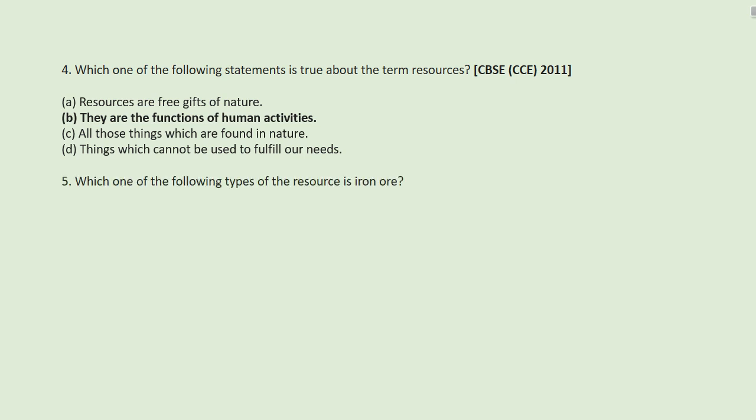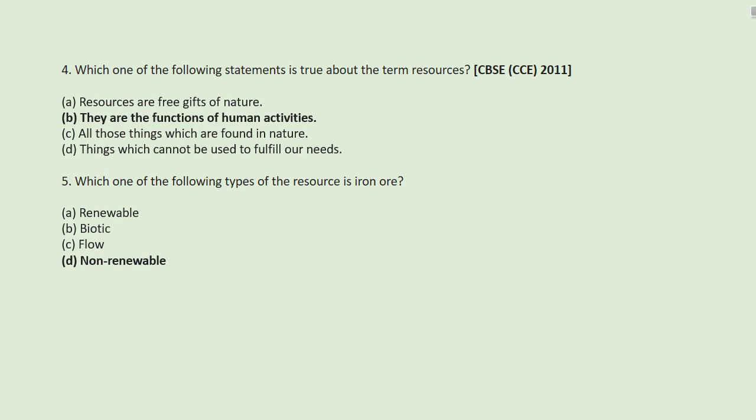Question 5. Which one of the following types of resource is iron ore? A. Renewable, B. Biotic, C. Flow, D. Non-renewable. Option D is the right answer. Iron ore resource is non-renewable.